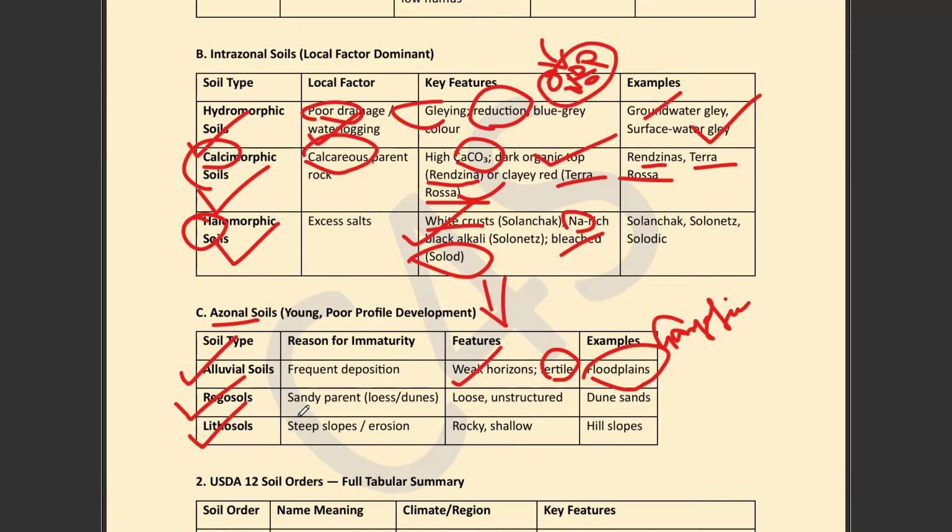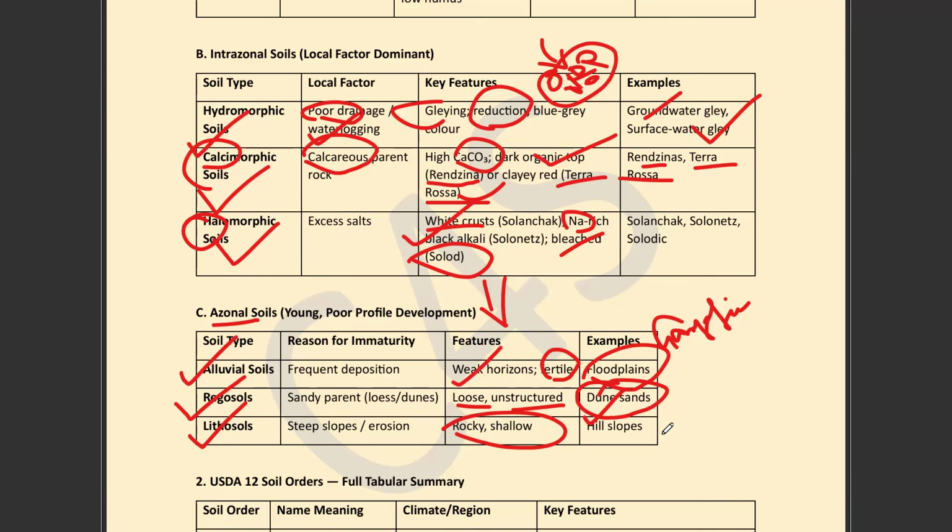Next comes your Regosols. Here, the parent material is loess or dunes. That is, sand is the parent material for these regosols, which is loose and unstructured. The example is dune sands. Next comes your lithosols, which you can find in the steep slopes. Lithosols means erosion; soils that are newly eroded are called lithosols. The features you can see: sometimes it can be rocky, or sometimes shallow. An example of the presence of lithosols is your hill slopes.